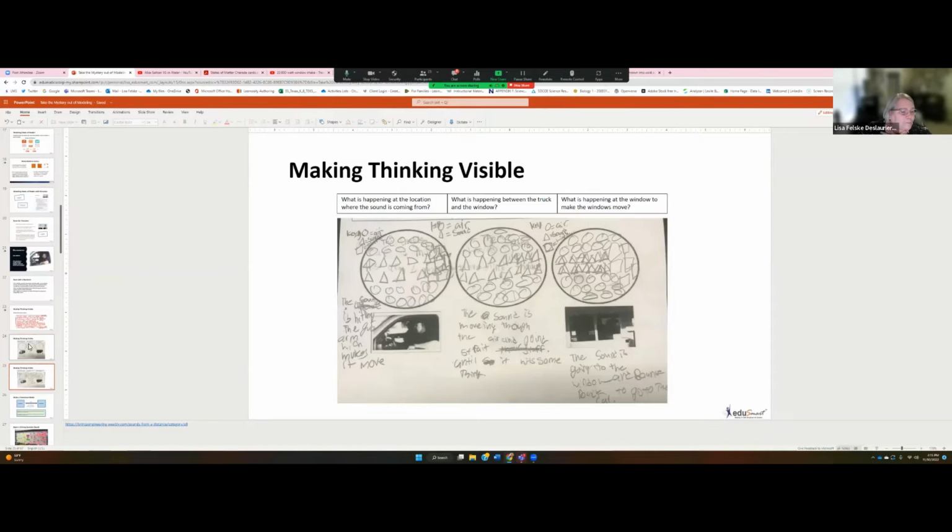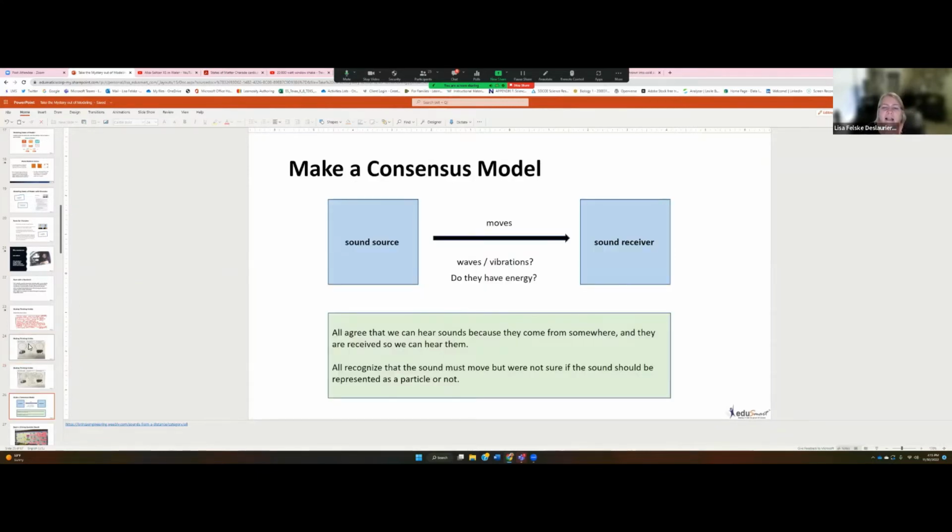Here's another example. I'm not going to go into the details or read this to you, but similar sort of thinking. And so you want to pull the whole class back together and somehow come up with some kind of consensus so that they all agree on certain topics or certain parts of this, because you're going to lead into more investigation for them to have a better idea of how this works. So for this particular class, they agreed there was a sound source and a sound receiver, and that something had to move in between the two. Something had to move between the car speaker and the window.